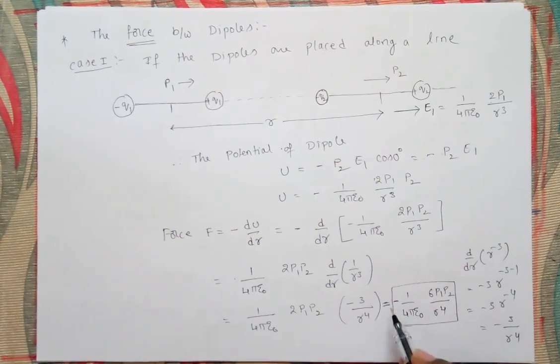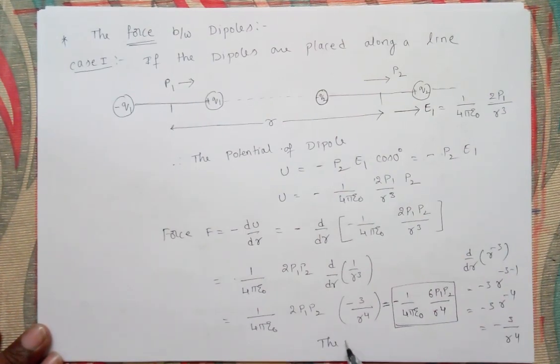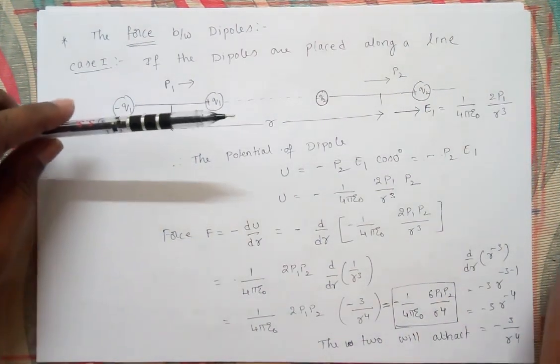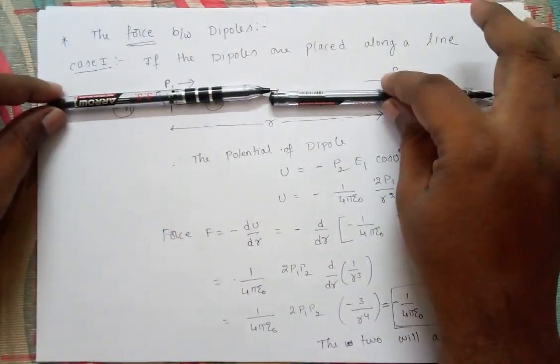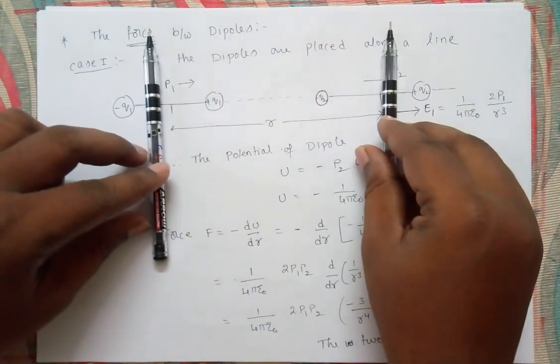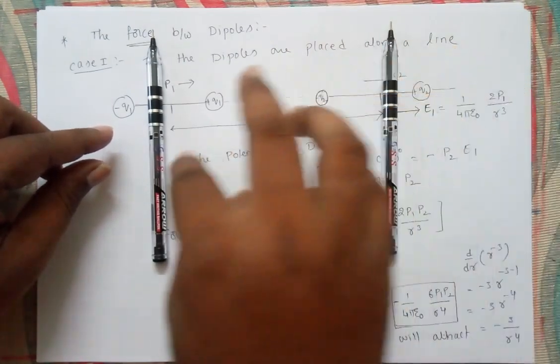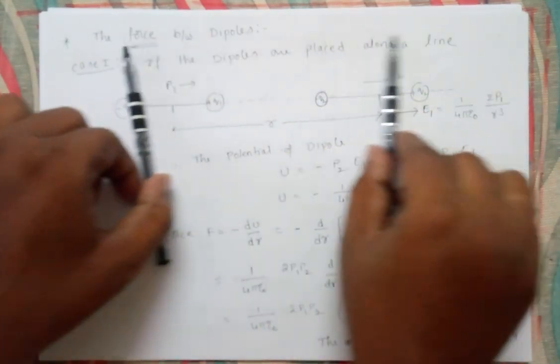The minus sign indicates that the force is attractive in nature. So the two dipoles will attract each other. This is the case. Now if two dipoles are placed like this, there will be a force of attraction, they will be attracted. But if they are placed like this, what happens? This dipole will exert an electric field over it, and this will also produce an electric field over it. Then in this case, is there an attractive or repulsive force?